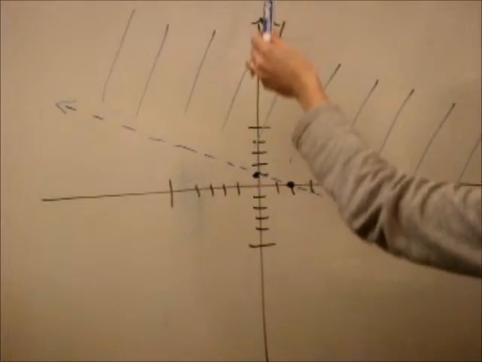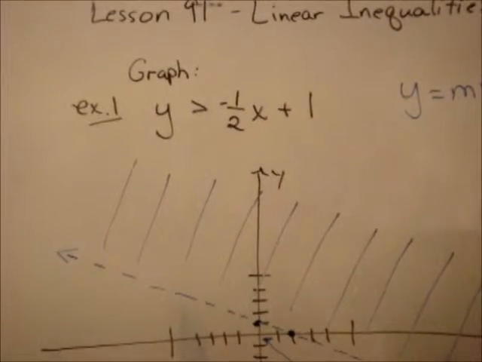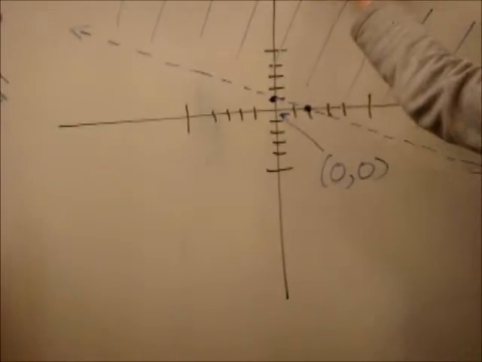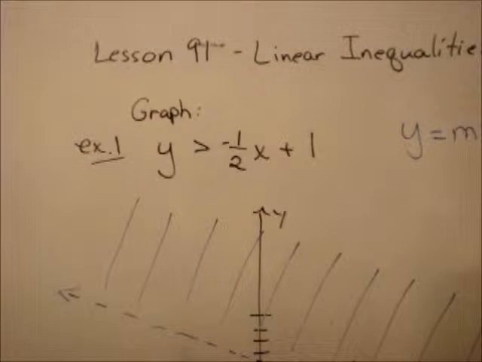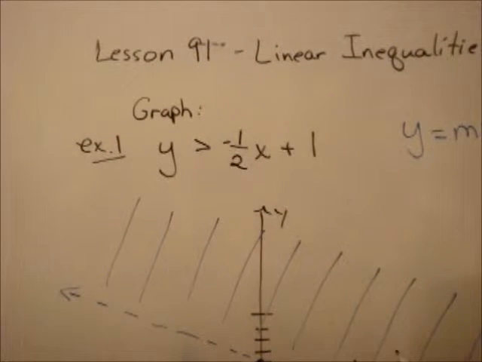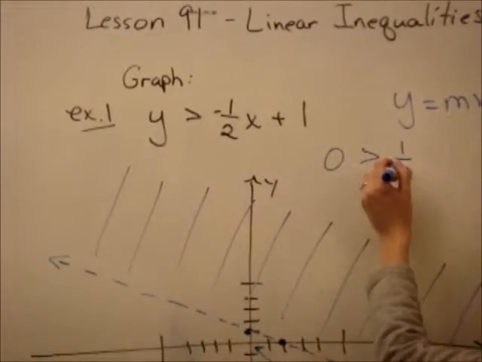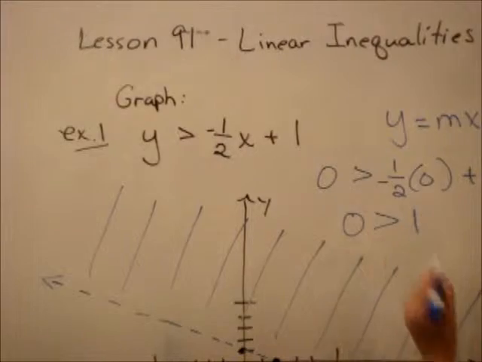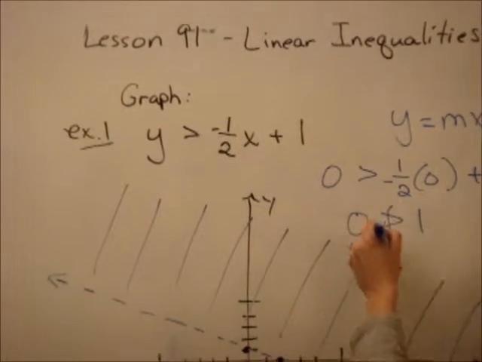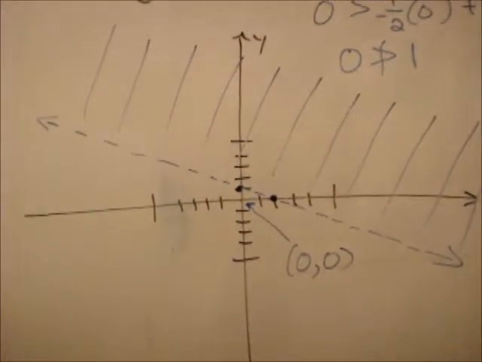You can also check points. Like I can pick a point, an easy point to pick is 0, 0. And I can see if this makes it true. If it makes it true, then you color in where that point is. If it doesn't make it true, you color in the other side. So I'm going to put 0, and 0 is greater than negative 1/2 times 0 plus 1. 0 is greater than 1. And that's not true. That's why that side's not colored in. These points do not make it true, but these points make it true.